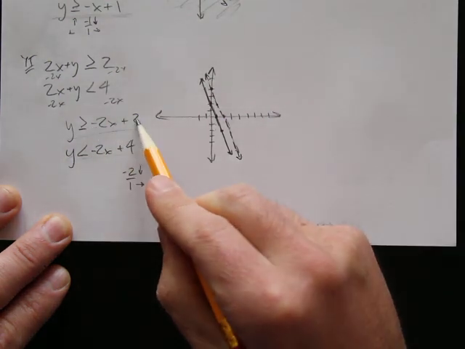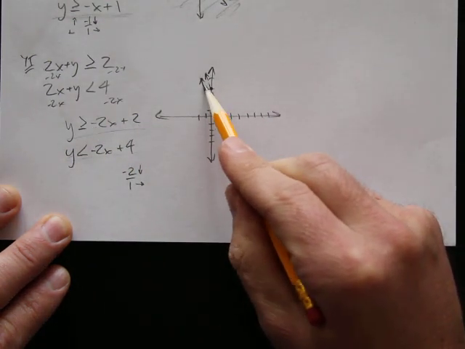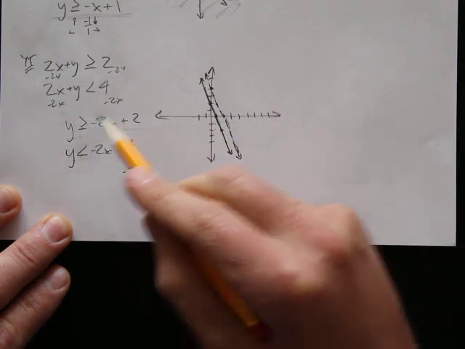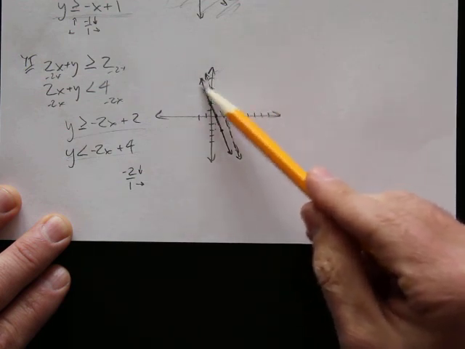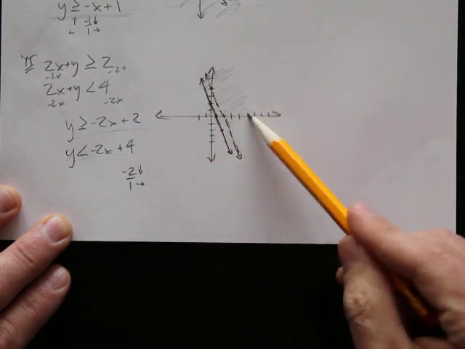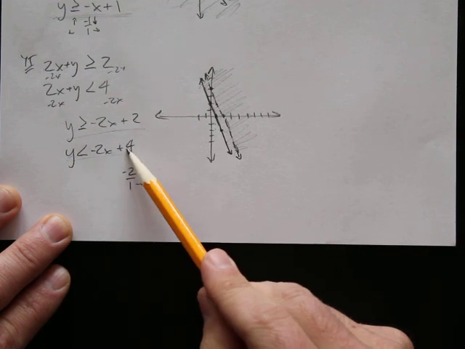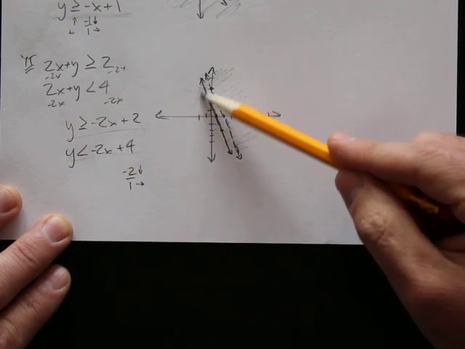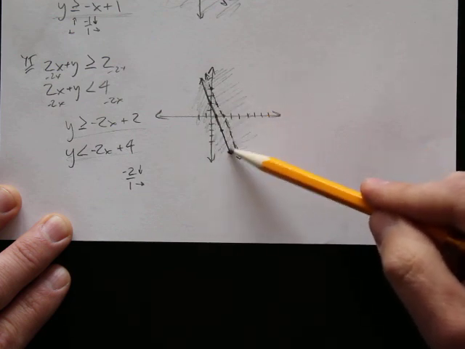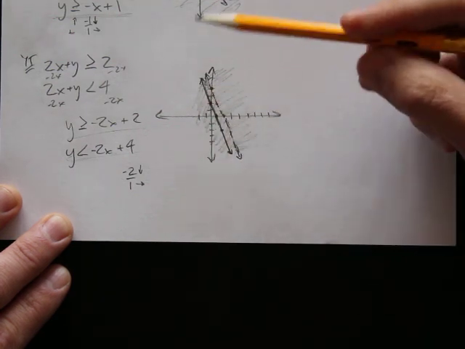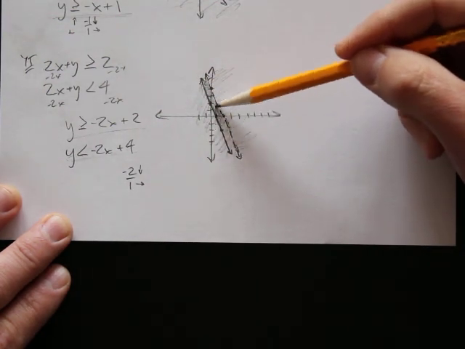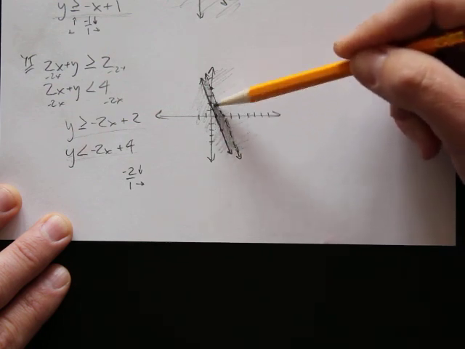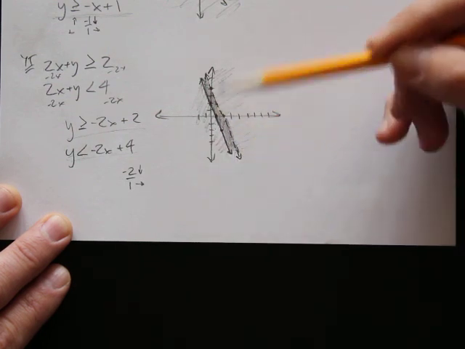Now, for this plus 2 one, that's this one right here. Y is greater than, so I'm going to shade up above. And for this plus 4 inequality, y is less than, so I'm going to shade down below. And they overlap right here in the middle, so I'm just going to shade in the middle. That is the solution.